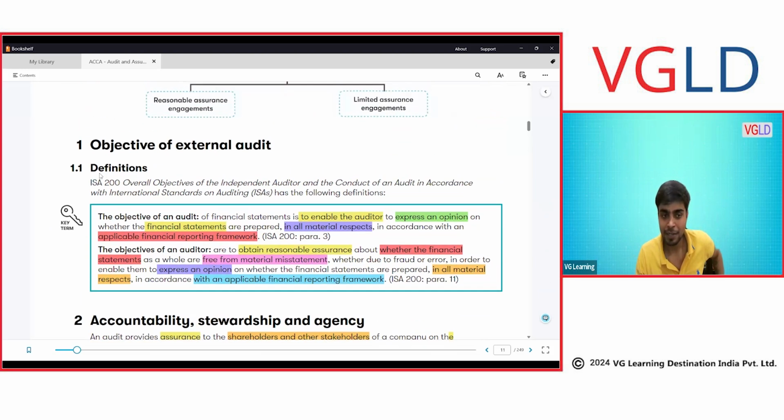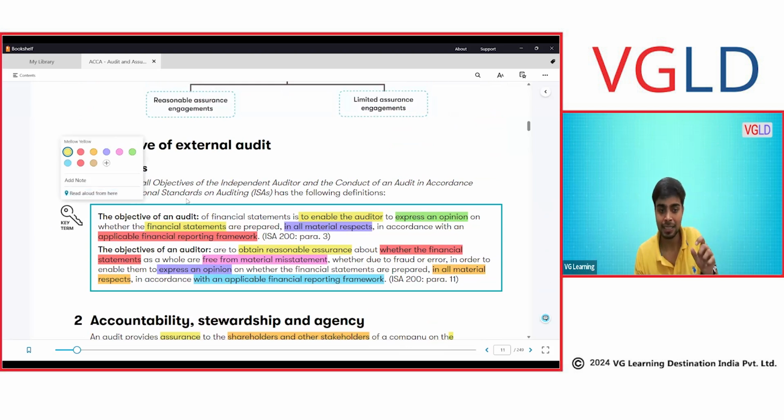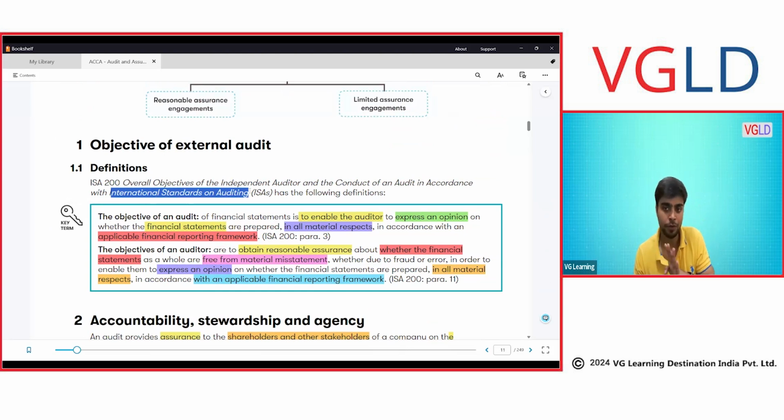This is as per ISA 200. What is ISA? What is basically international? This is basically the definition of ISA, International Standard on Auditing. What these are, we will be explaining in class number 3rd and 4th, in chapter number 2 mainly. What is ISA, why they are there, and what is this number?